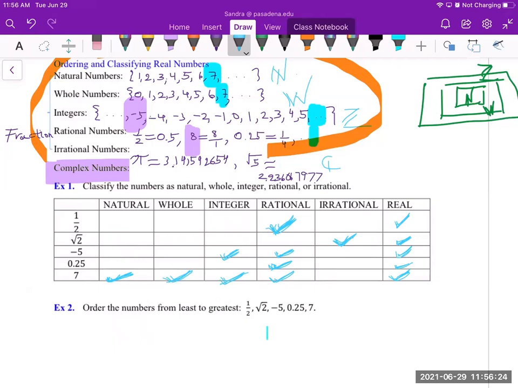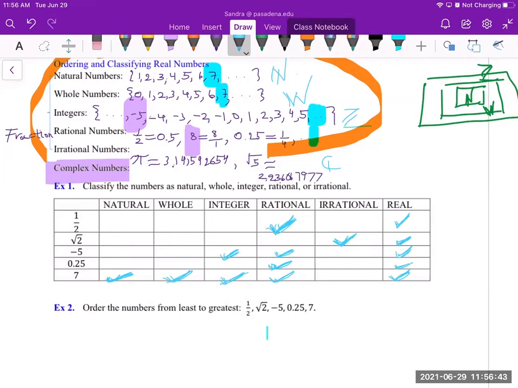Okay, that's it. This is what you're going to be doing in WebAssign. WebAssign is going to give you some sort of numbers, and they're going to be asking you, is this number a natural number, a whole number, an integer, or it's going to tell you, go ahead and decide what type of a number this is.